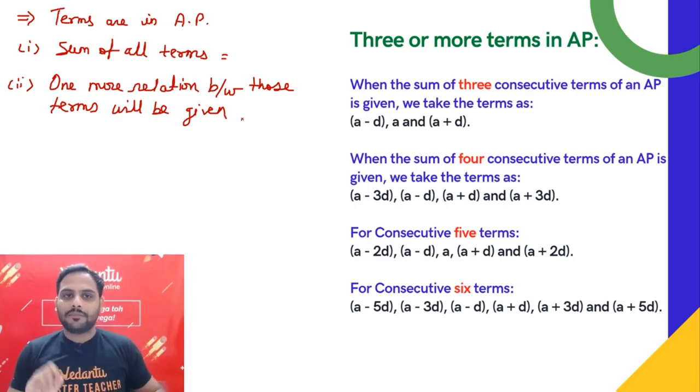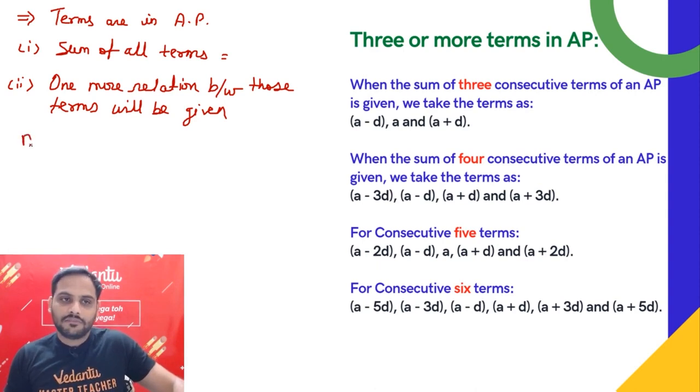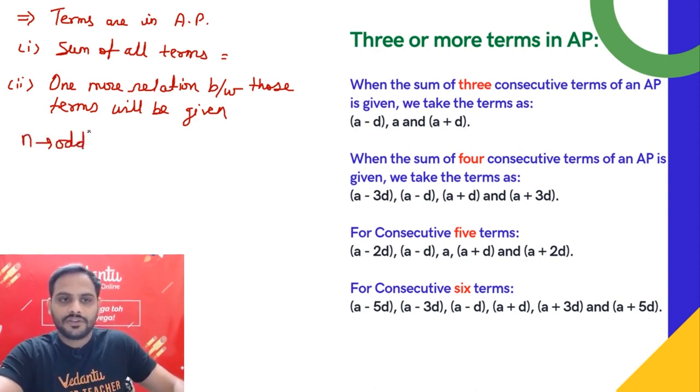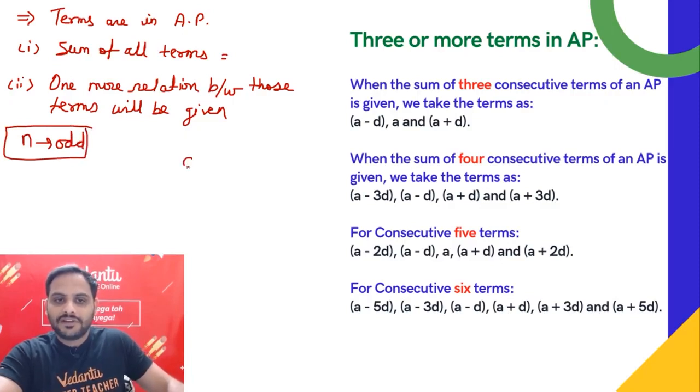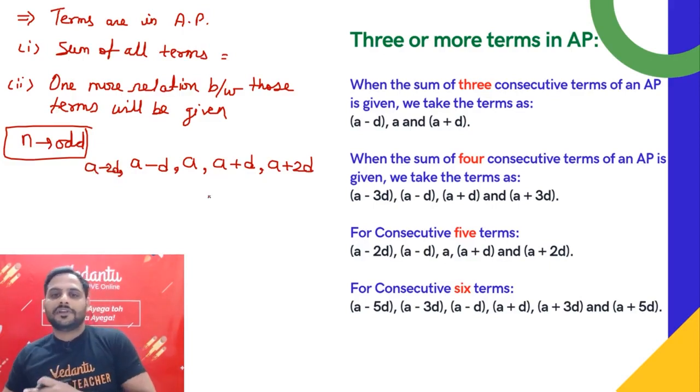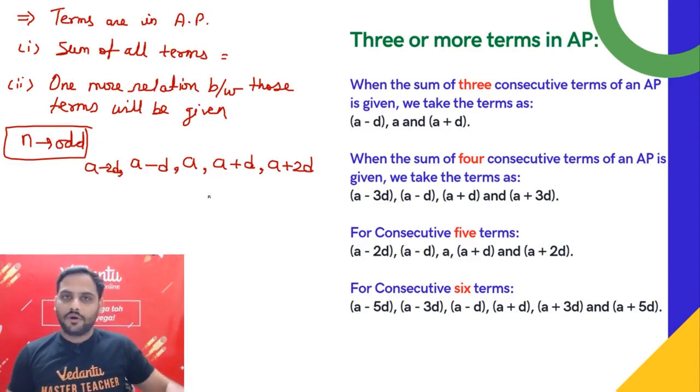It depends upon the number of terms. If the number of terms is odd, take the middle one as A. If you want three terms, here take A plus D, here write A minus D. So A minus D, A, A plus D will be your three terms. If you want five terms, here write A plus 2D, and here write A minus 2D. So these will be your five terms. Then you can add A plus 3D, A minus 3D. So that is for an odd number of terms.